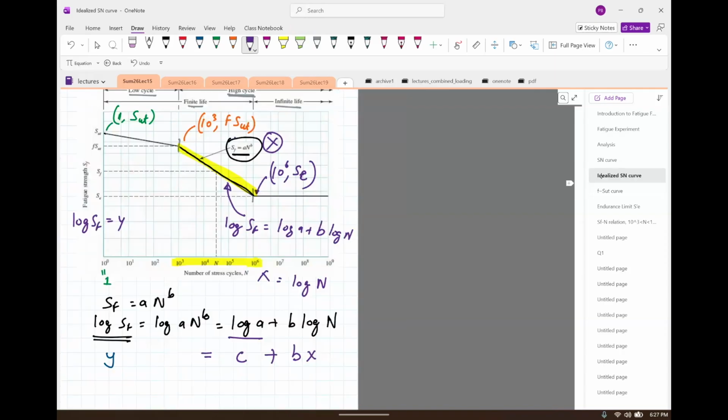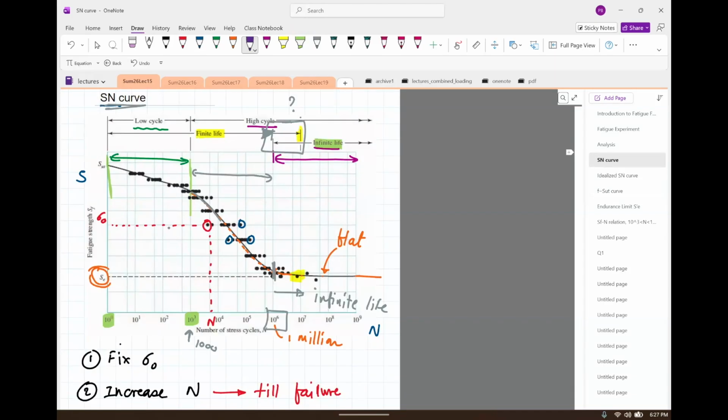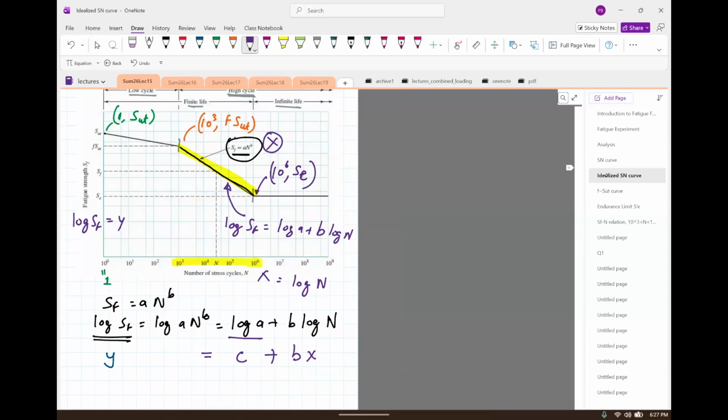For F, if you look at this curve, which is the SN curve from experiments, F sits right here, and it is basically this point. How do you find that point? Well, it's an empirical test, so you use experiments to figure that out. Remember that this is the point at which we have 1000 cycles.